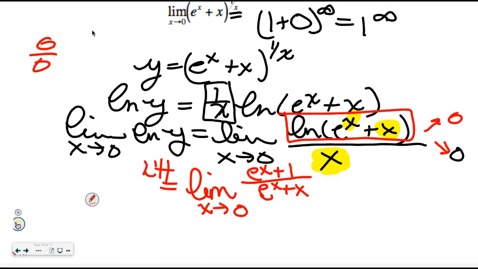Plug it in again, and you get, go ahead, tell me, Harvey. 2. And do you remember what I said? That's not your answer. Because you natural logged at the beginning, you need to undo that right now. So what's your answer? What is it, Catherine? E squared.